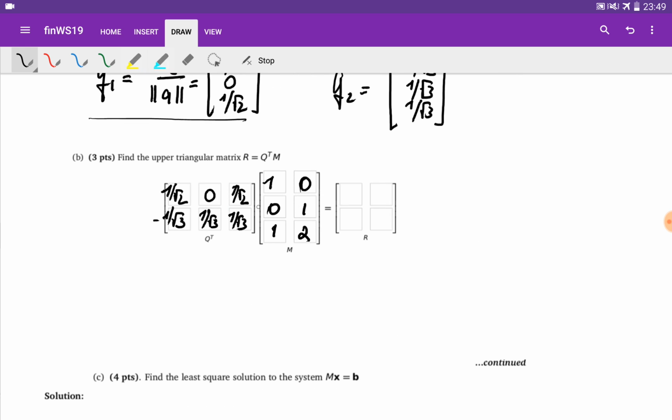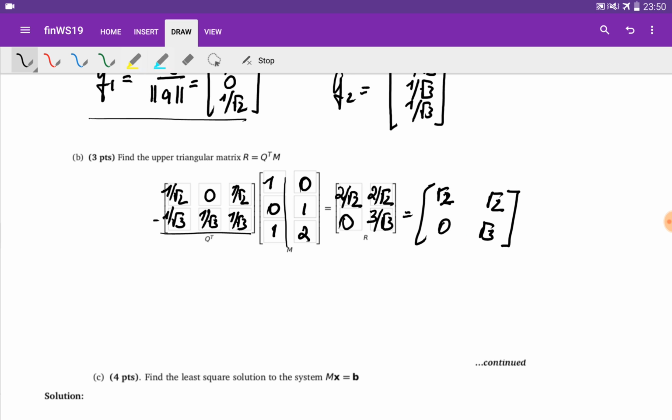So let's multiply the first row by the first column. It's going to be 2 over square root of 2. The first row by the second column: 1 times 0, 0 times 1, 1 times 2, it's going to be 2 over square root of 2. The second row by the first column is simply 0, since one term is multiplied by 1 and the other by minus 1, so they cancel. The second row by the second column is 3 over square root of 3, or simply square root of 3. So R is square root of 2, square root of 2, 0, square root of 3. So this is the trick.